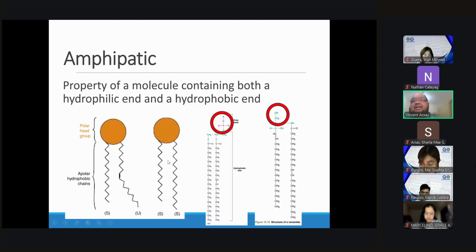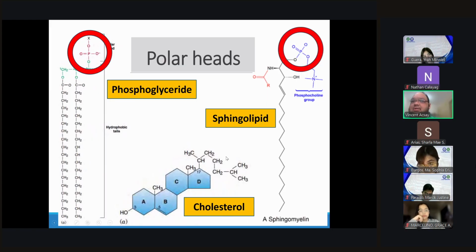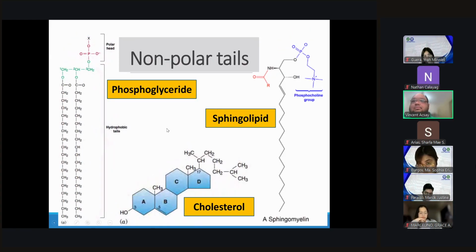Again, all three lipids are amphipathic: your phosphoglyceride, your sphingolipid, and even your cholesterol. Cholesterol has a small polar area that contains a hydroxyl group. So these are all amphipathic. Of course, these are your non-polar tails.